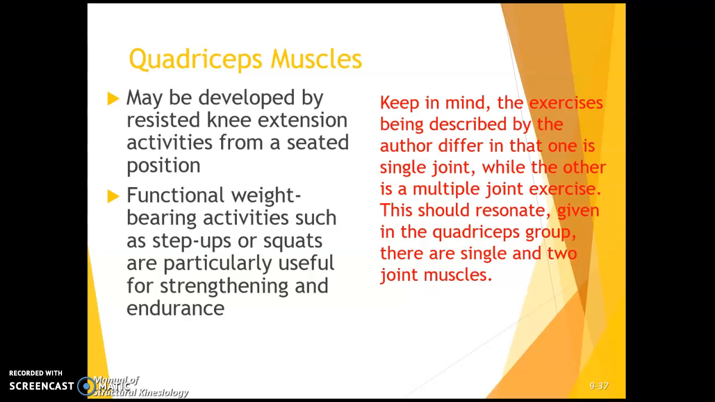Moving on. So the other part of this is when you look at the quadricep versus the hamstrings, the book goes into quadricep exercises that are very much single joint. And when you look at some of these activities that they're describing, whether it's step-ups or squats or leg extension, it's a single joint or multi-joint exercise, and that should resonate given the quadricep. You have single joint and two joint muscles, and in the hamstrings you have single joint and two joint muscles. Just kind of realize that, start to process this and be critical of what you're reading.